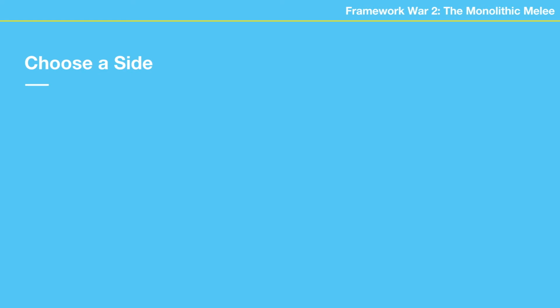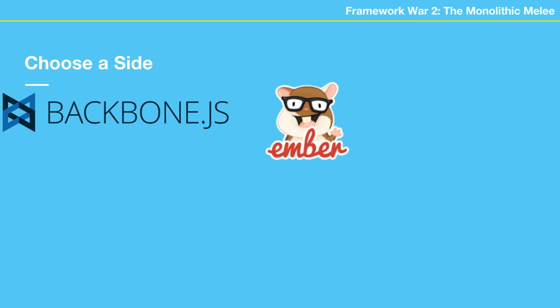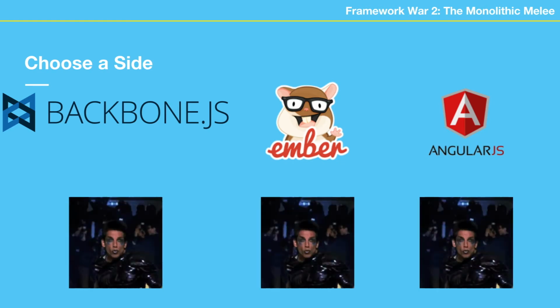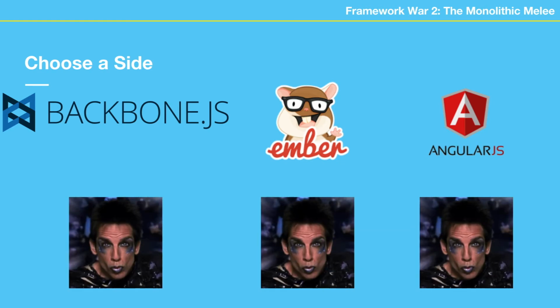So let's choose a side. We're in the monolithic melee here. We've got Backbone.js, Ember, and Angular. There are a few others, but for the most part these were the three big players. And the developers at the time all thought, this is all blue steel here. This is what we're looking for.